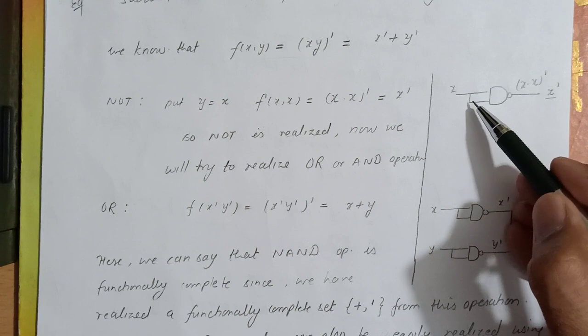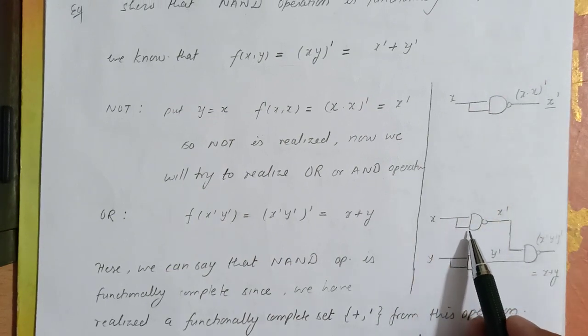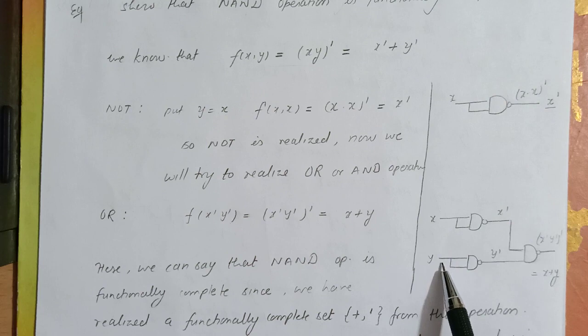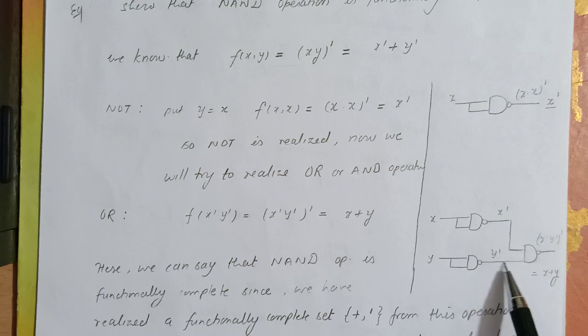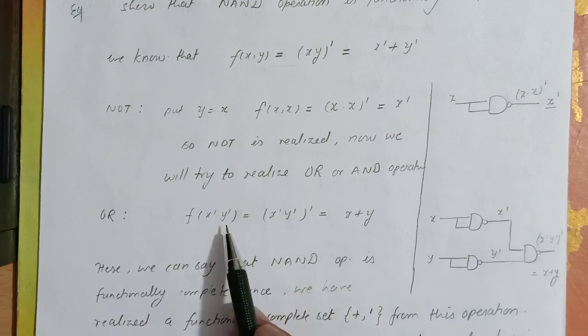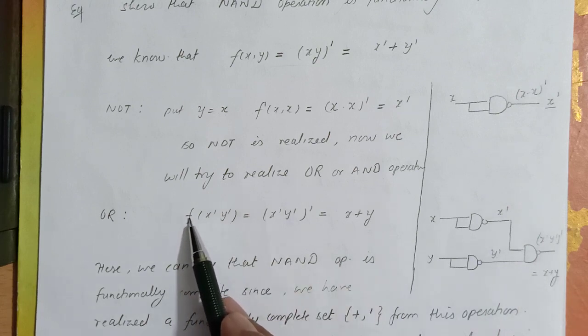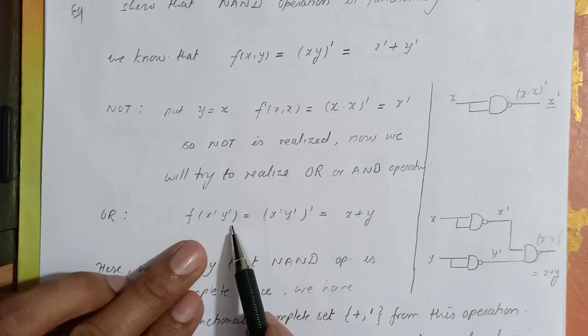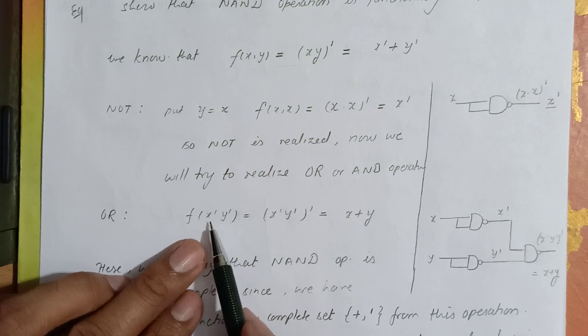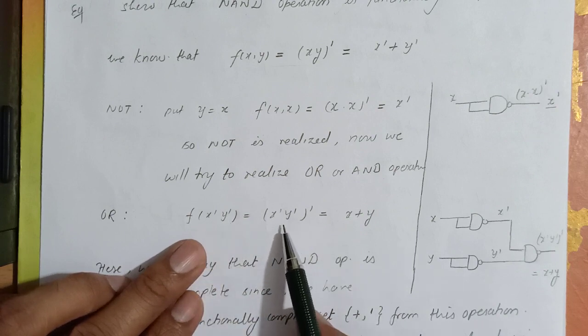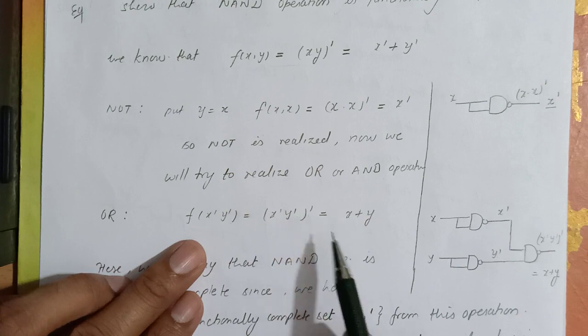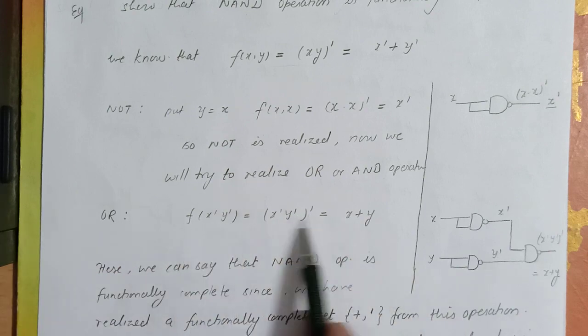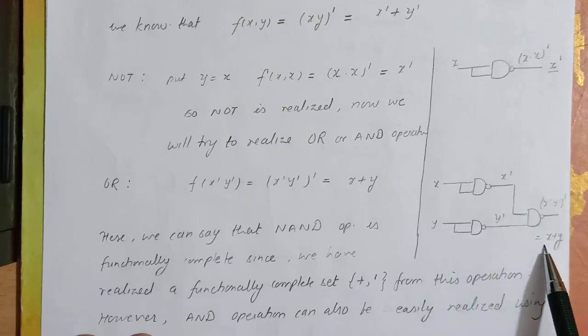We have already realized complement. So here we can get the complement of any input, and then we can get the complement of another input, and then these two complements are again applied to the NAND operation. So in this way we will calculate f of x dash and y dash. X dash and y dash are already realized. We can easily realize it, so it will give x dash y dash whole dash, which is x plus y. Okay, so in this way we can realize the OR operation.